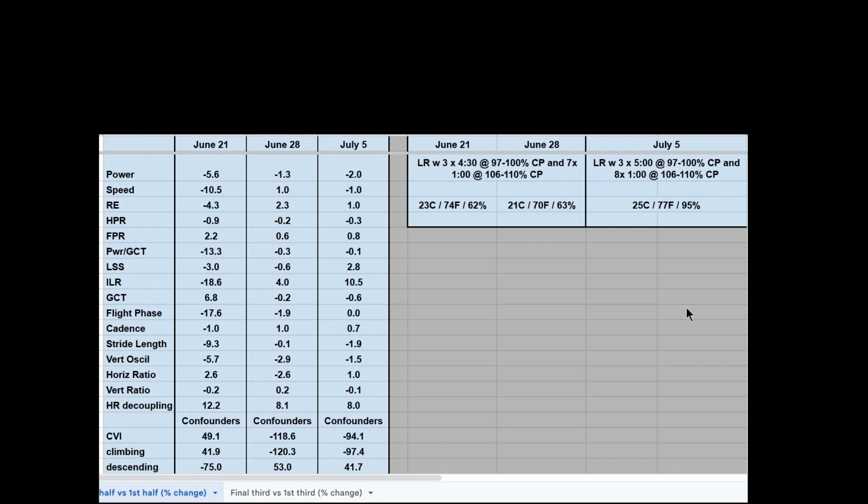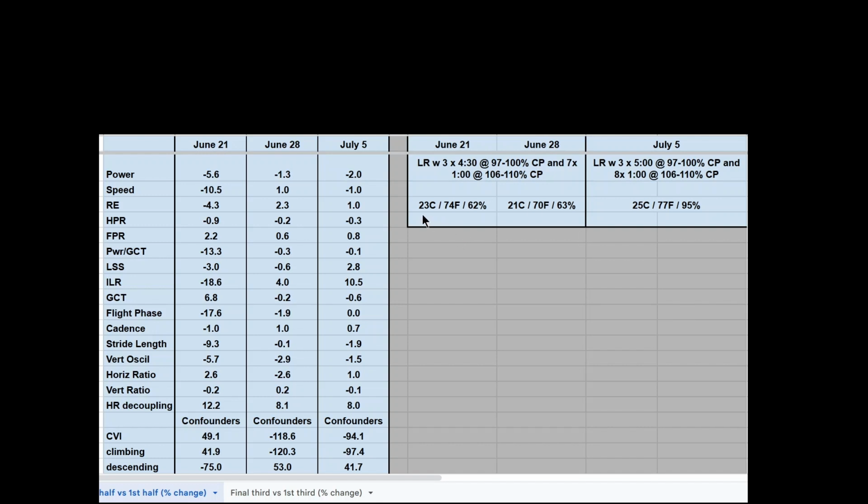The second run, June 28th, was identical in terms of prescription. The reason is the runner had a rough time with the first trial. For whatever reasons, whether it's accumulated fatigue from during the week or sleep or what have you, the runner had a tough time with the first one. Did good, but had a tough time with it. So instead of progressing, we repeated that same workout a week later.